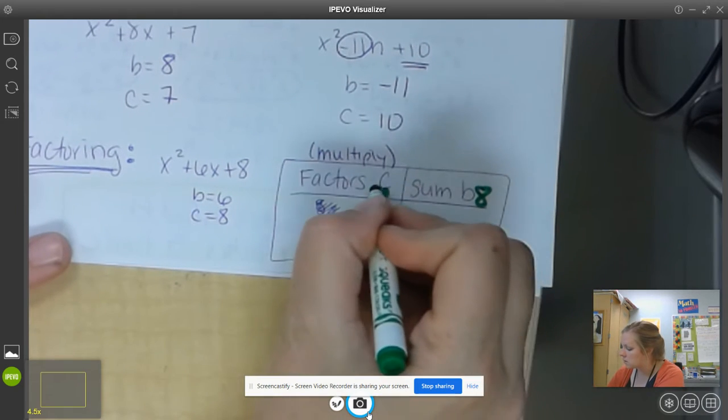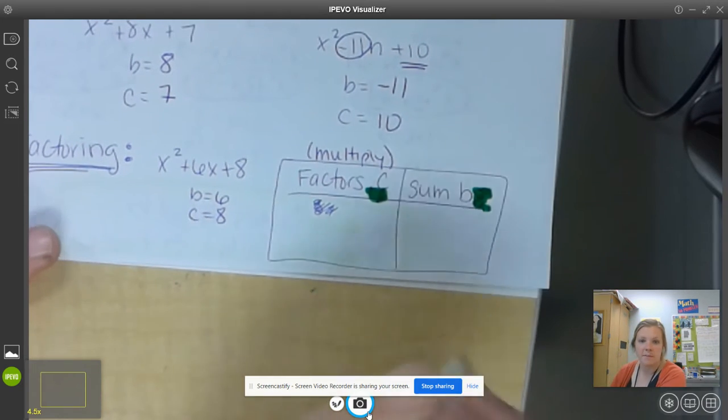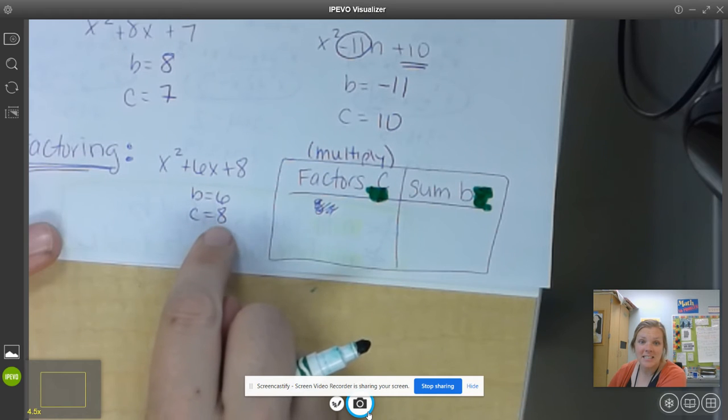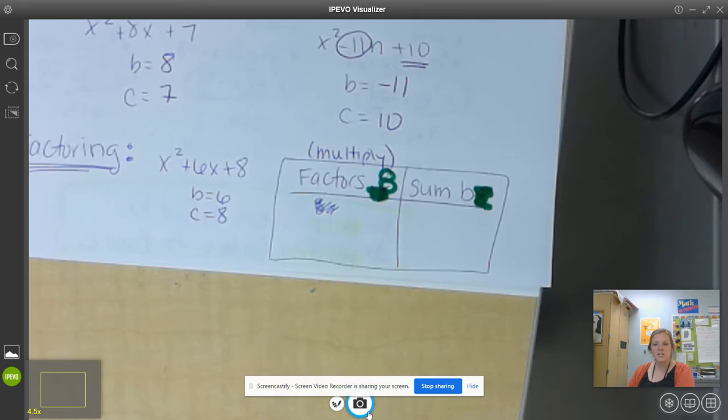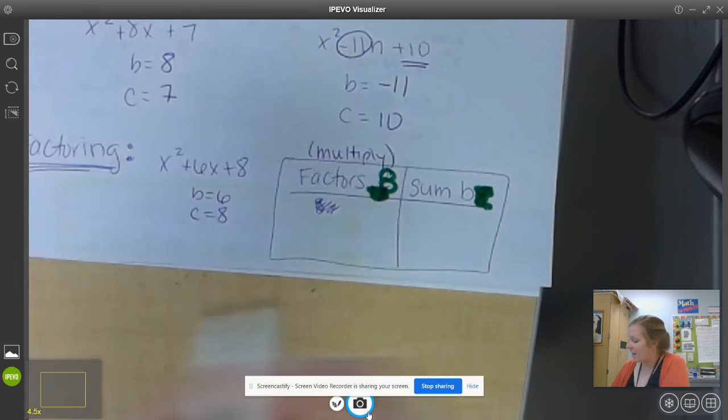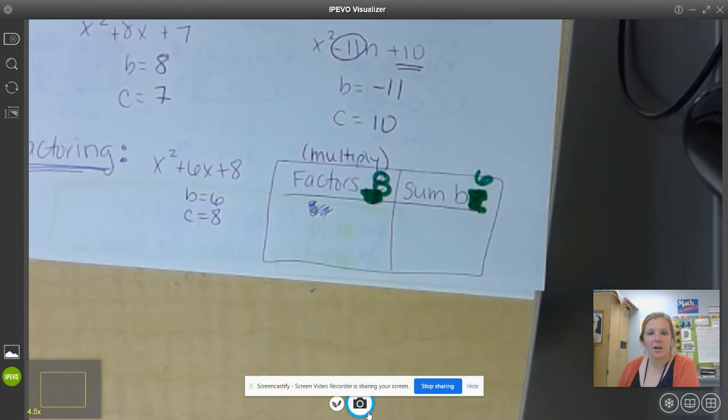oh, I'm wrong. Oh dear. The factors of C. C is 8. So we're going to find the factors of 8. Numbers that multiply to be 8, that add to be 6. I'm so sorry. Add to be B, multiply to be C.